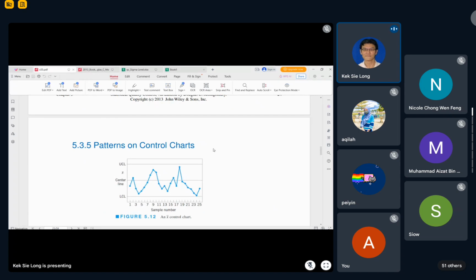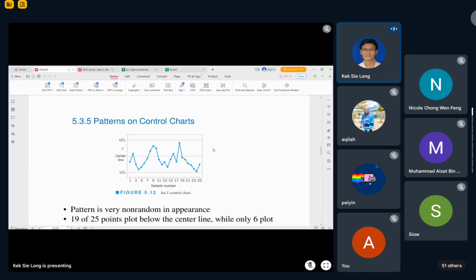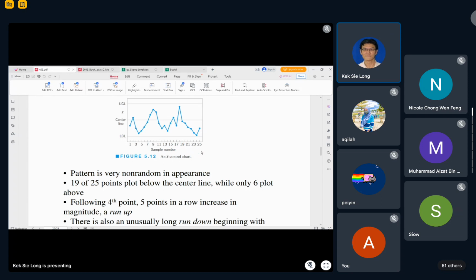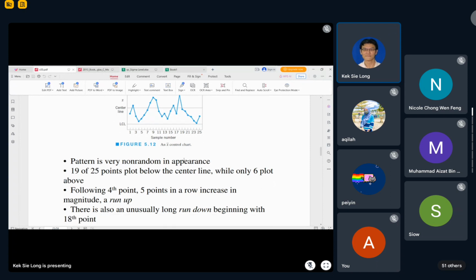And then for the pattern of control chart, I think last week we have discussed some of the patterns. Mainly there are three types, right? So this is one example of an X control chart like this. The pattern is very non-random in appearance. 19 of 25 points plot below the center line, where only 6 points are above. So this is referred to in figure 5.12.